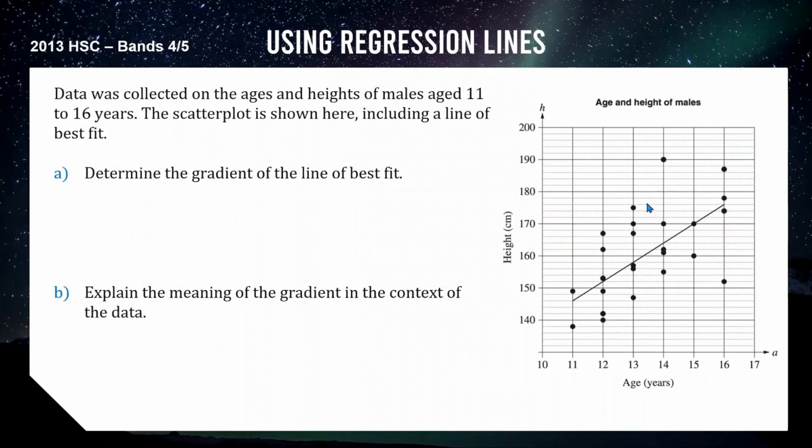Okay, what do we got next? We've got one more example on using regression lines. This is a really tricky one from the 2013 HSC at a band 4-5 level. It's got a few components. I think there's 4 parts, and we're going to do first 2 parts on this slide. Okay, we have data collected on the ages and heights of males aged 11 to 16 years.